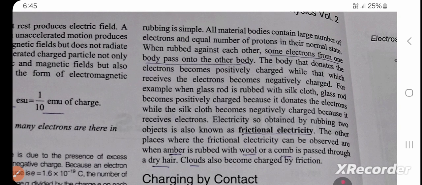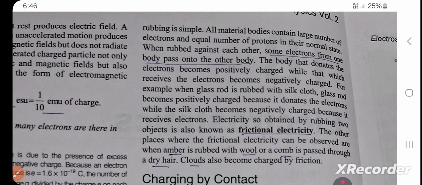For example, when a glass rod is rubbed with silk cloth, glass rod becomes positively charged because it donates the electrons, while the silk cloth becomes negatively charged because it receives the electrons. One body donating the electron becomes positively charged, and the other body receiving the electron becomes negatively charged.